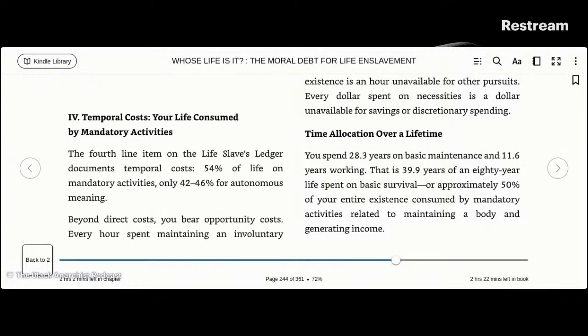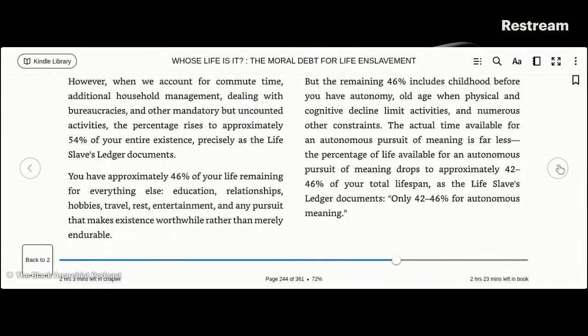This is 39.9 years of an 80-year lifespan spent on basic survival, or approximately 50% of your entire existence consumed by mandatory activities relating to maintaining a body and generating income. However, when we account for commute time, additional household management, dealing with bureaucracies, and other mandatory but unaccounted activities, the percentage rises to approximately 54% of your entire existence, precisely as the life slave ledger documents.